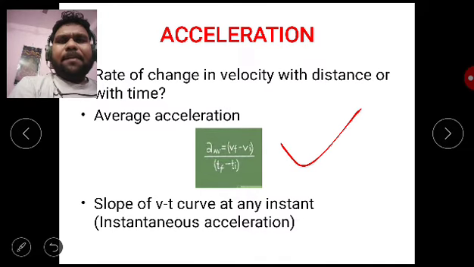We have already understood the concept of average velocity and instantaneous velocity in our previous video. In the same line, we have the concept of instantaneous acceleration. So what is instantaneous acceleration? Instantaneous acceleration is the slope of the velocity-time curve at any instant.